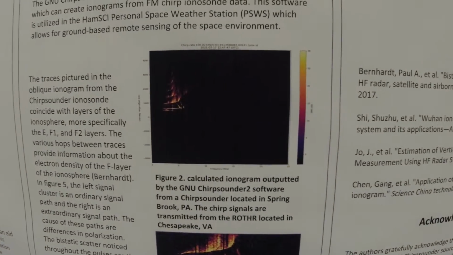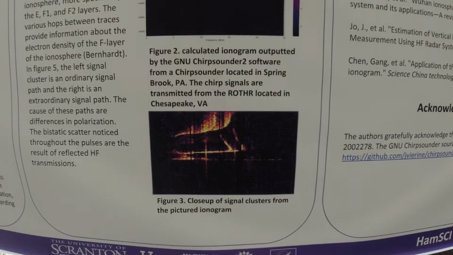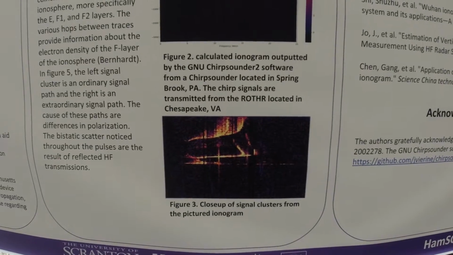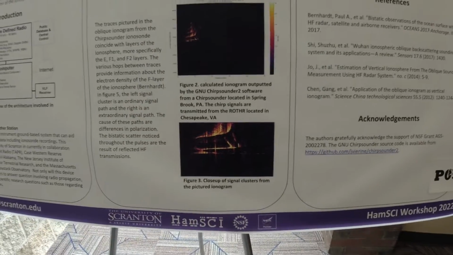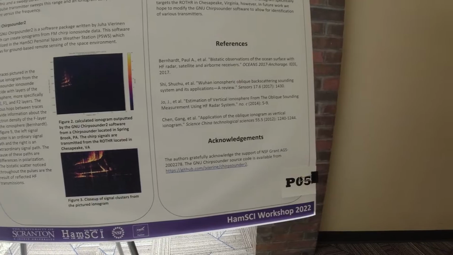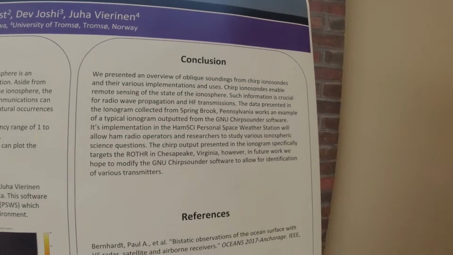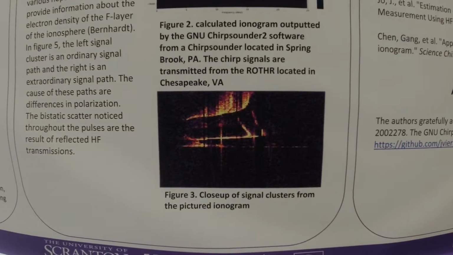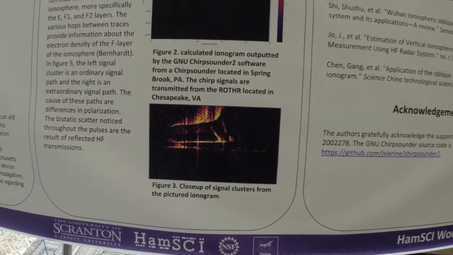These ionograms come from a chirp sounder that's located in Springbrook Township in Pennsylvania, and the chirp signals there are transmitted from the relocatable over-the-horizon radar in Chesapeake, Virginia. In future work, I hope to modify this software to be able to identify more transmitters, because this one we filtered just for Virginia. I want to be able to color coordinate it so that it identifies the different transmitters.